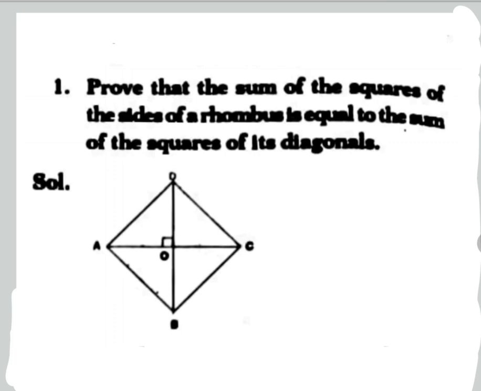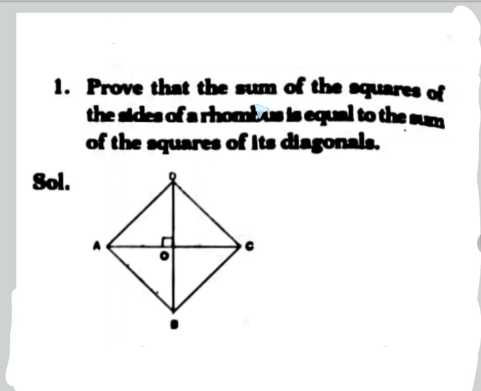Similar triangles. Exercise 8.4. Prove that the sum of the squares of the sides of a rhombus is equal to the sum of the squares of its diagonals. This is a rhombus A, B, C, D. Diagonals are AC and BD. These two are diagonals.